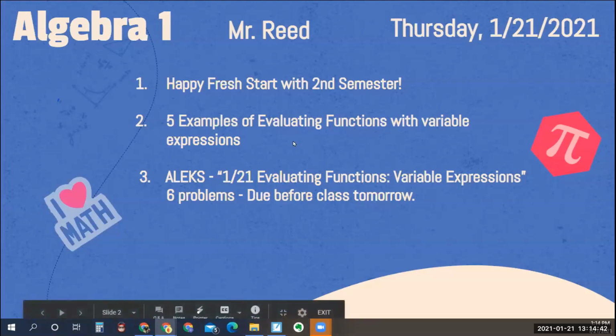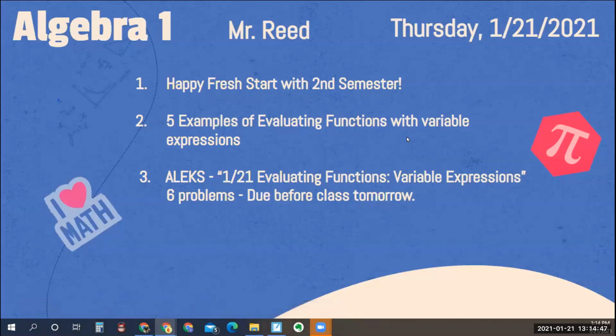The rest of our time today is going to be 5 examples of evaluating functions. The first one's going to be like what we've been doing, where we plug in a number to a function and find out the value of the function. But then the other 4 are where we're going to be replacing the x with an algebraic expression such as 2y. We're just going to go through all those examples so that everything that might come up in today's ALEKS assignment has been covered by us.